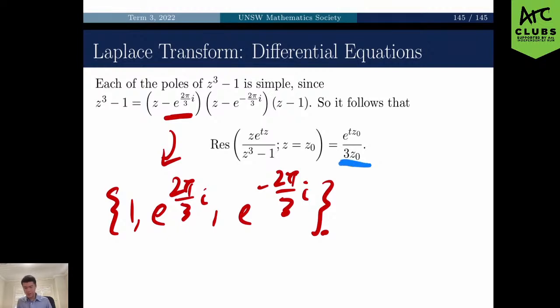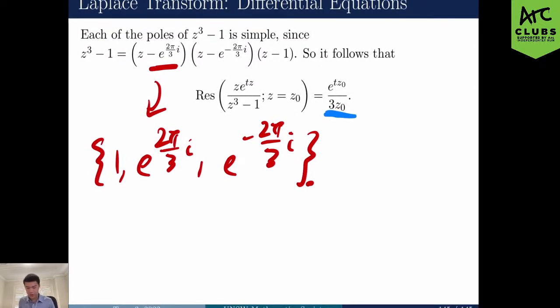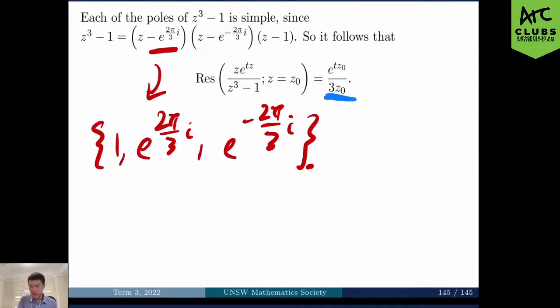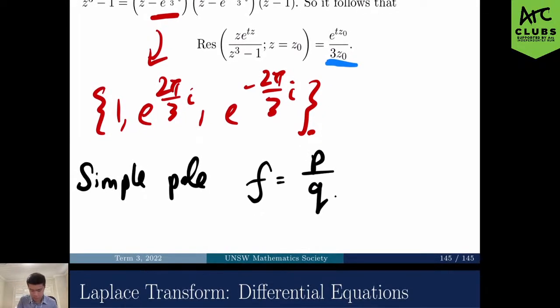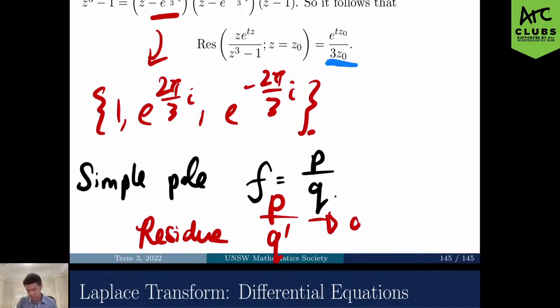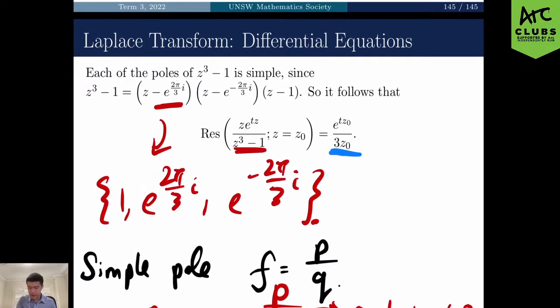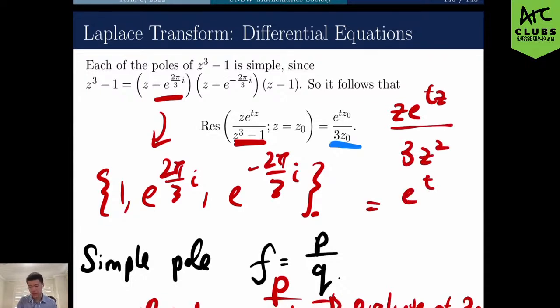Okay, so just one thing to note, a very simple way of doing this is to use the P on Q prime formula. So when you've got a simple pole of a function f equals P on Q, it's actually true that the residue, and you've seen this formula in class before, you can do P on Q prime, and you evaluate that at z0. Right, so we're just doing that over here. We're just doing z e to the tz divided by 3z squared, which will be equal to e to the tz divided by 3z, and then we're just subbing in z0.